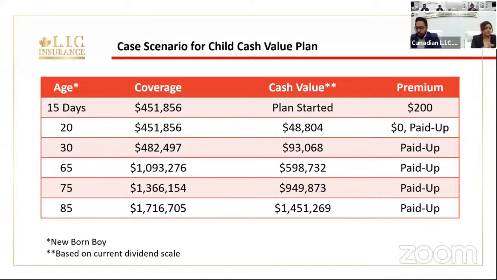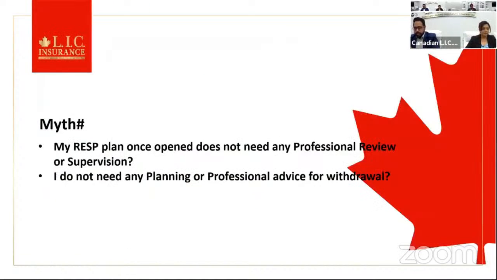So we discussed this as one plan. This is how you build the RESP, this is how you withdraw from the RESP, and these are the different options when you're withdrawing. But as a parent, once we have opened up the RESP, sometimes we miss the importance of the review and the advice. When my money is sitting there for 18 years, does it require supervision? Does it require a professional review every year? And when I'm withdrawing from the RESP, does it require any professional advice?